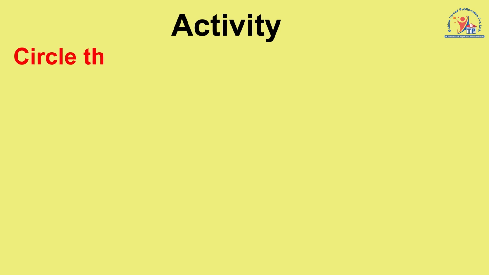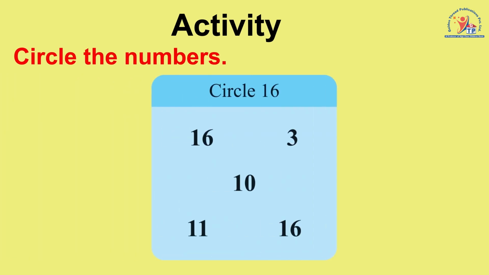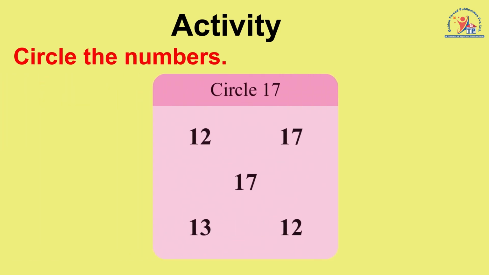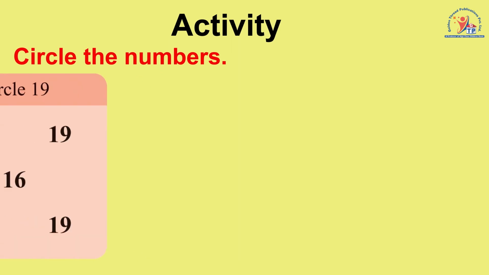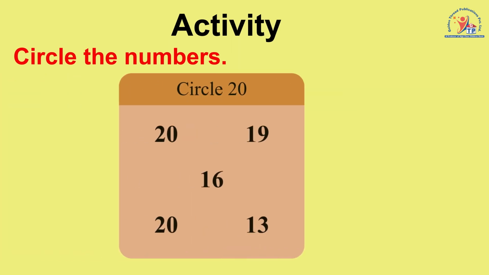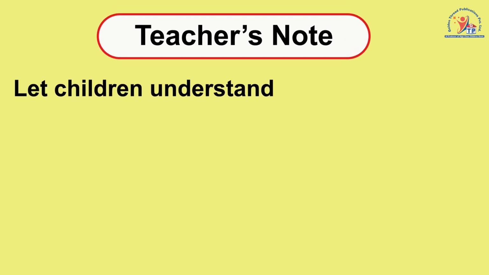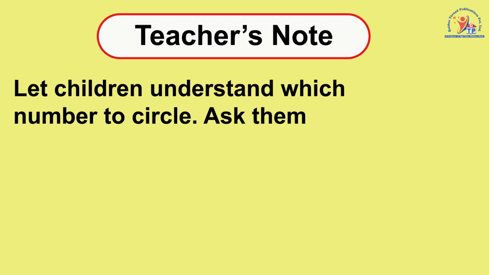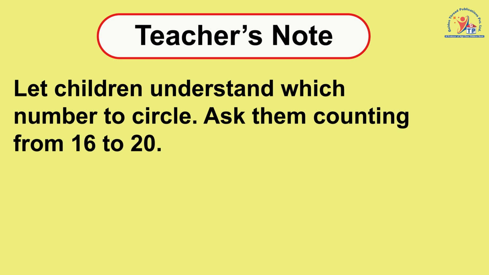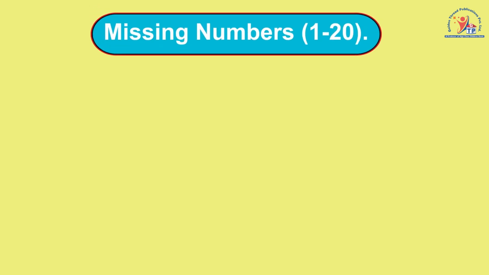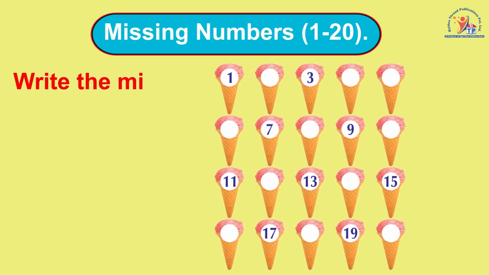Activity. Circle the numbers. Circle 16. Circle 17. Circle 18. Circle 19. Circle 20. Teacher's note: let children understand which number to circle. Ask them counting from 16 to 20. Missing numbers. 1 to 20. Write the missing numbers.